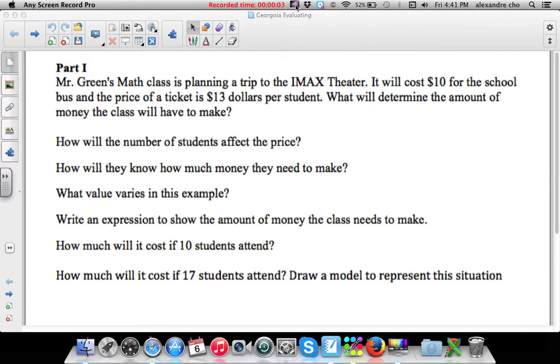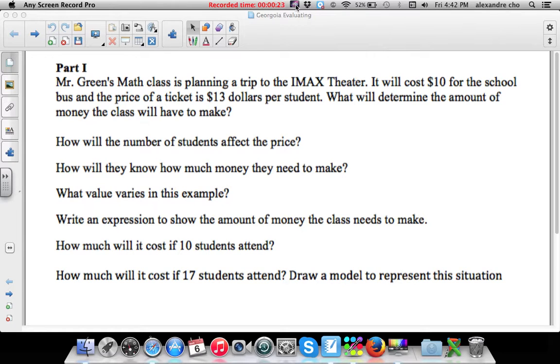Okay, let's get this started. So the question, if you read it, you know that the price of the ticket is $13 per student, and the bus ride is going to cost $10 for the whole ride. So it's not $10 for each student for the bus. It's $10 for the whole bus ride for everyone in the classroom.